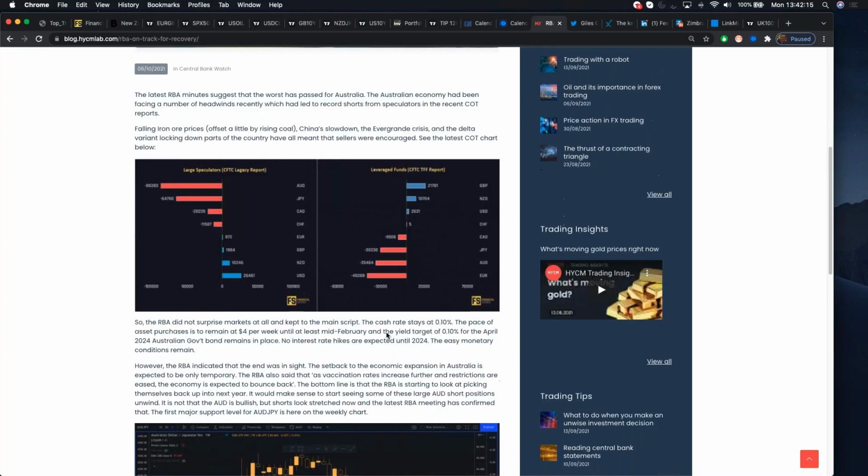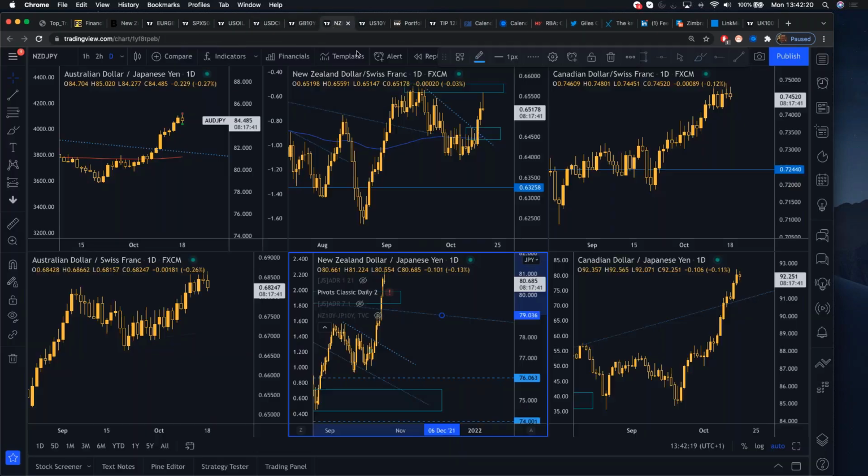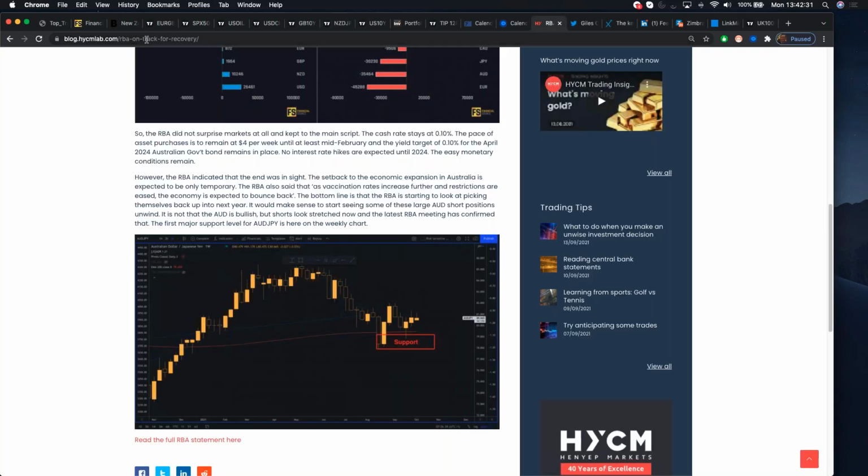And notice we were looking at this sort of support region around the 80 region in the Aussie yen, and you can see that that 80 region formed that support. We've had a rip higher in the Australian dollar Japanese yen since that last RBA rate meeting. Do have a look at that and check out that for more detail.